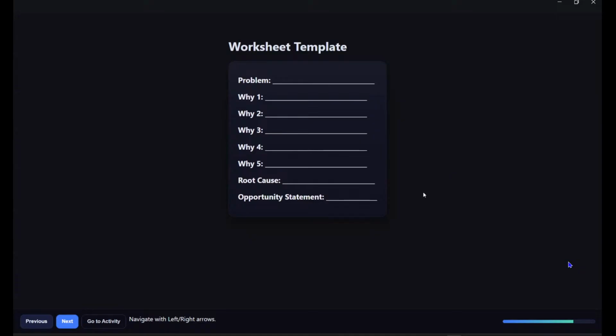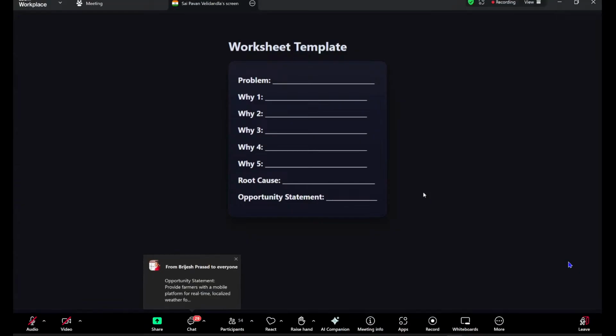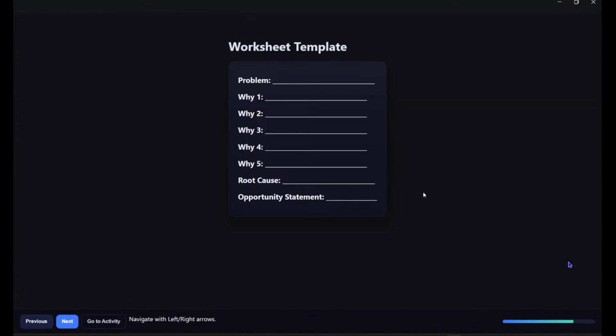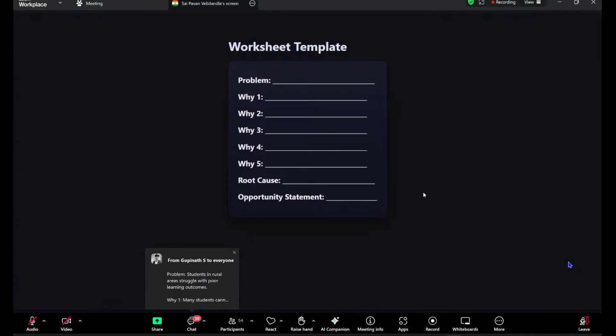Okay, so great. I can see some of you working great over here. So here the opportunity statement: provide farmers with a mobile platform for real-time localized weather forecasts in the local language. Okay, great. So this is a good opportunity statement.